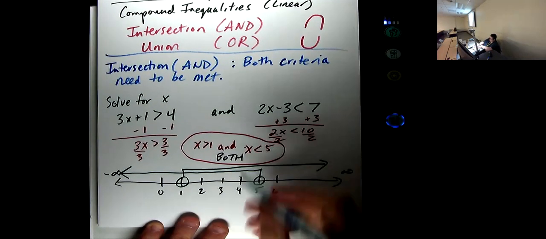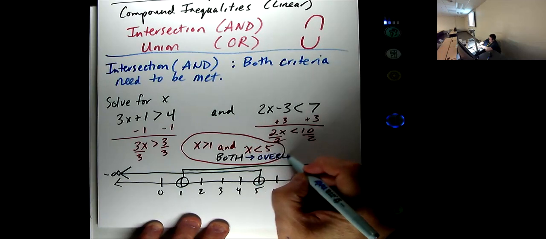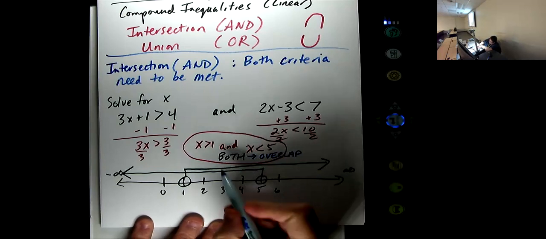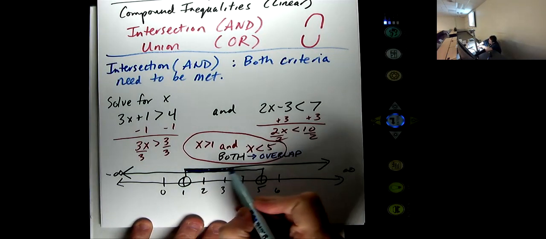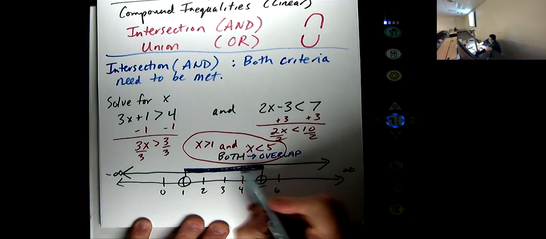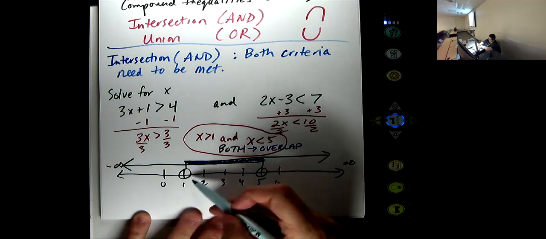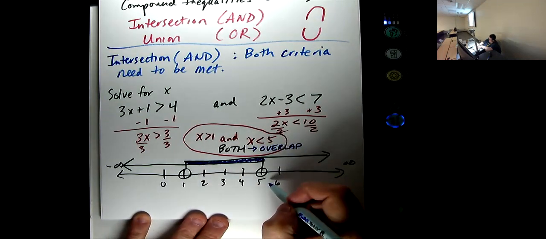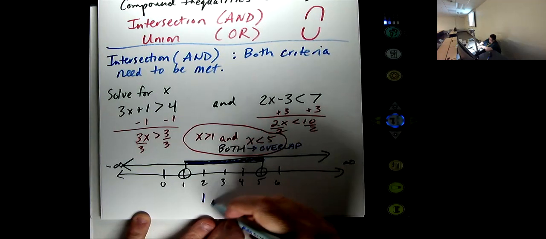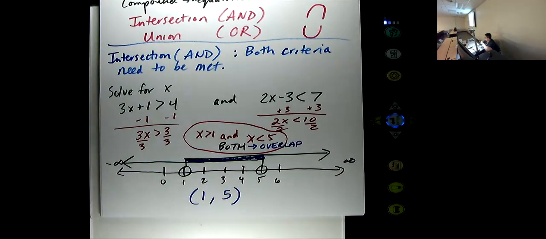When we say we want both, this is really the overlap region. The overlap happens between 1 and 5. Both lines are present here. The 1 is not included on x is greater than 1, and the 5 isn't included there. So we don't actually include the 1 and the 5, but we include every value in between them. So when we do interval notation, we use parentheses.